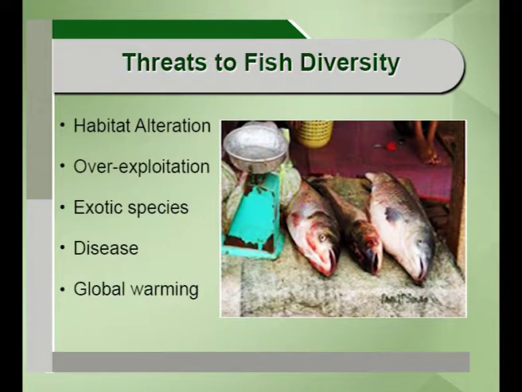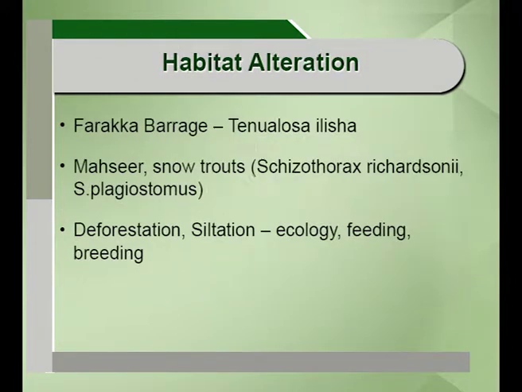Now we are venturing into an important subtopic of this, that is, the threats. Though we have discussed fish biodiversity, we need to understand how vulnerable it is. As far as the threats are concerned, there are many. To cite a few: habitat alteration, overexploitation, pollution, illegal fishing, exotic species, disease. This is a very, very important thing: global warming. These are the major threats affecting fish biodiversity. We will see one by one.